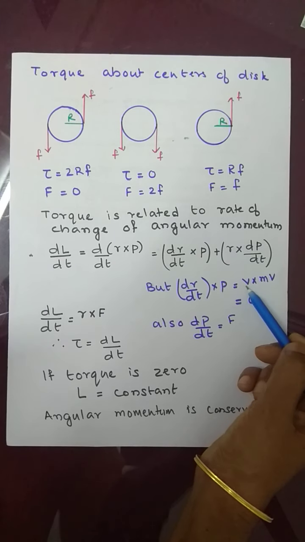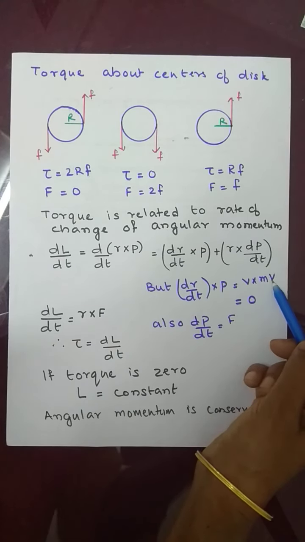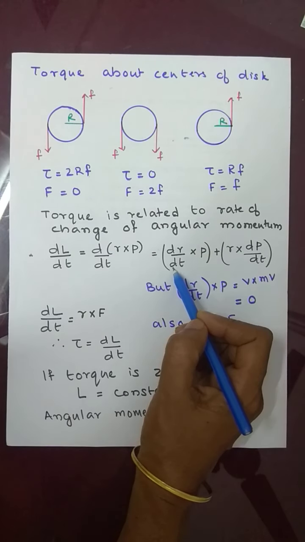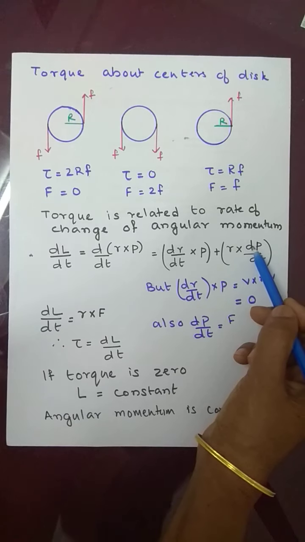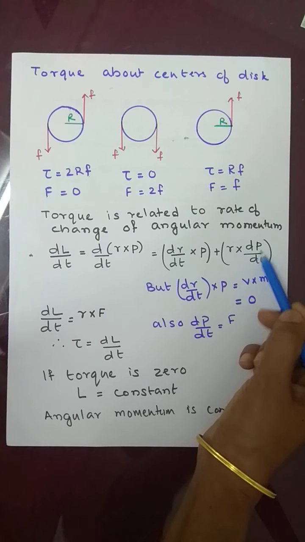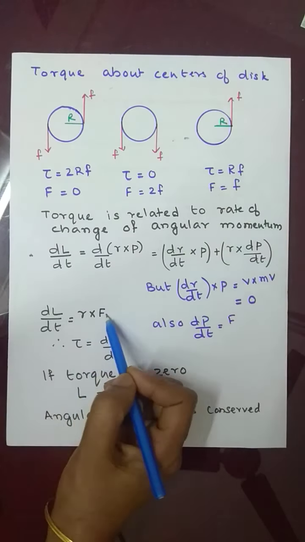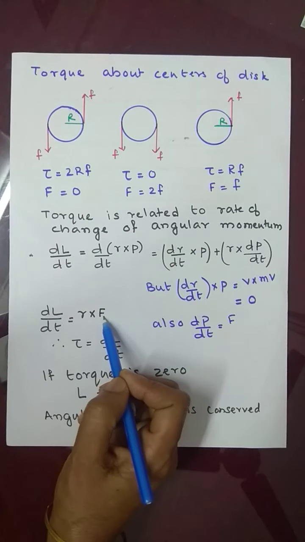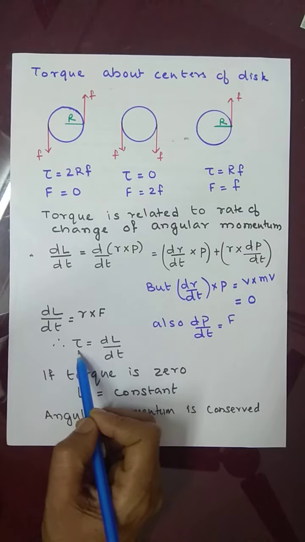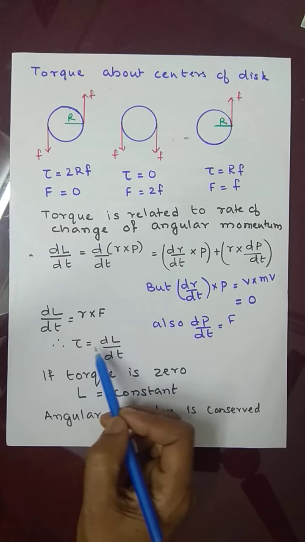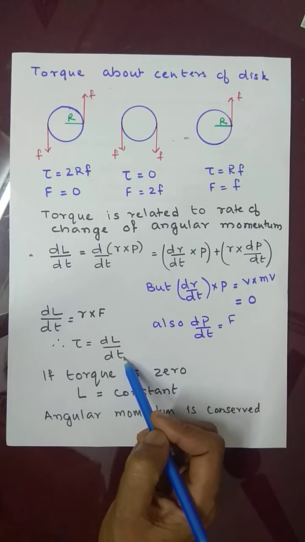m is a constant, you can take it outside. So m into v cross v you get. So this will be equal to 0. So this term will not be contributing. And dp by dt, rate of change of momentum, is the force acting F. So you can substitute F for dp by dt. So finally you get dL by dt is equal to r cross F. And what is our r cross F? That is our torque tau. Therefore torque tau is equal to dL by dt, or torque tau is equal to rate of change of angular momentum.